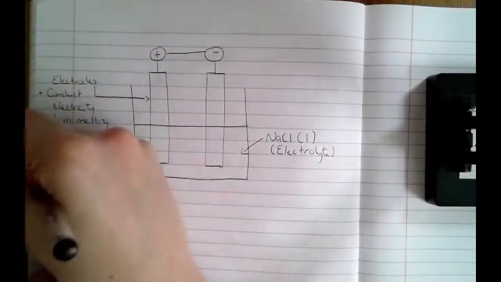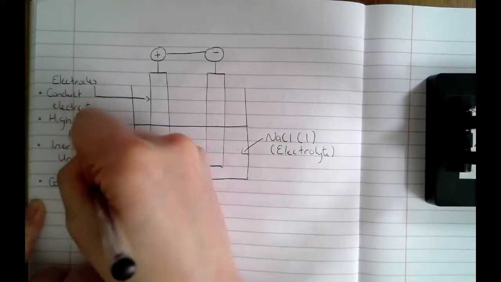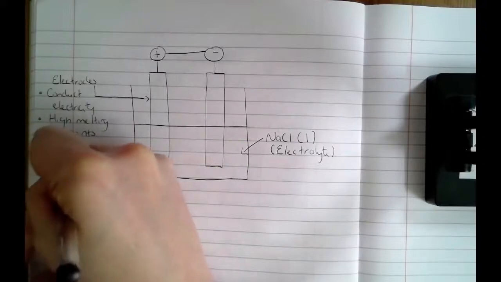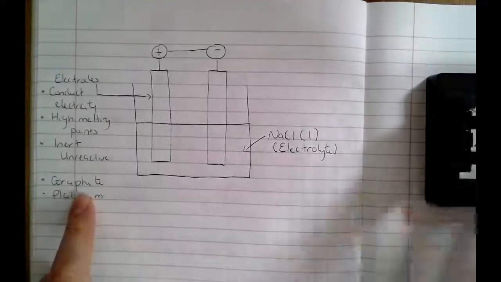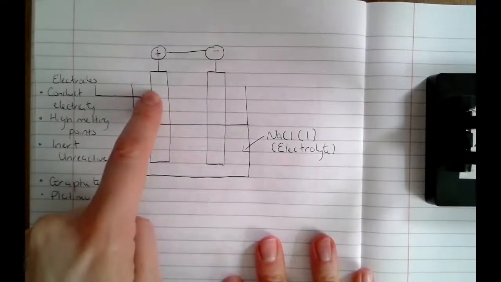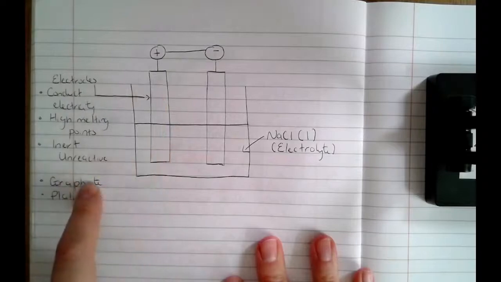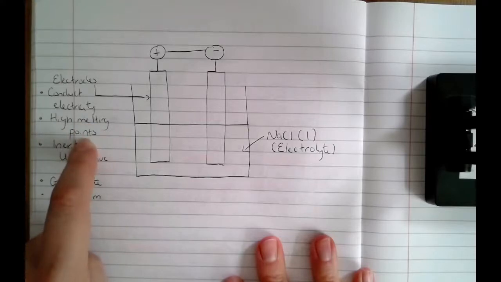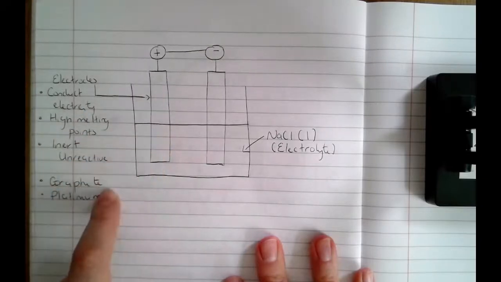The substances that we typically use as electrodes: graphite would be one, and platinum would be another. We came across graphite when we studied structure and bonding. Graphite does conduct electricity because it's got delocalized electrons. So it's got charged particles that can move freely, so it conducts electricity. Graphite is giant covalent and has a very high melting point, and graphite is also inert. So graphite meets all of these criteria, and we use graphite as an electrode.